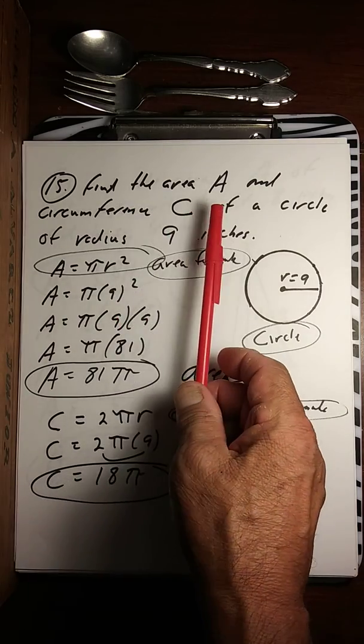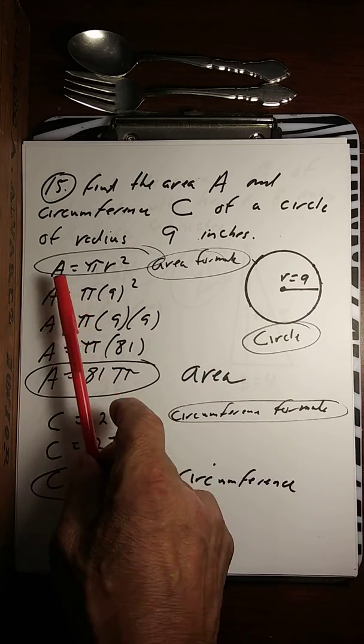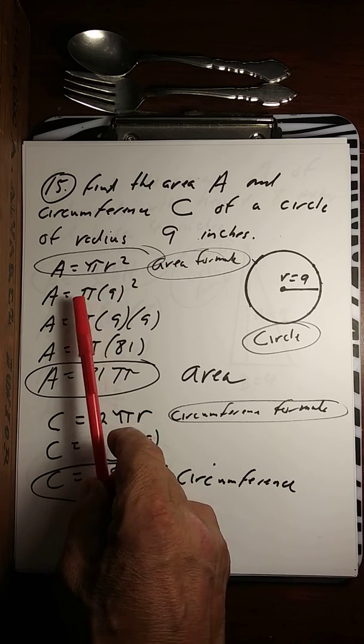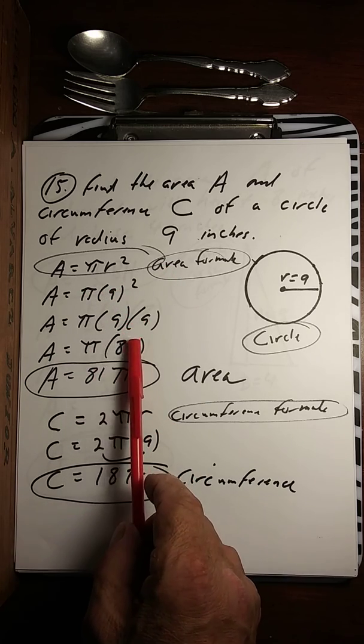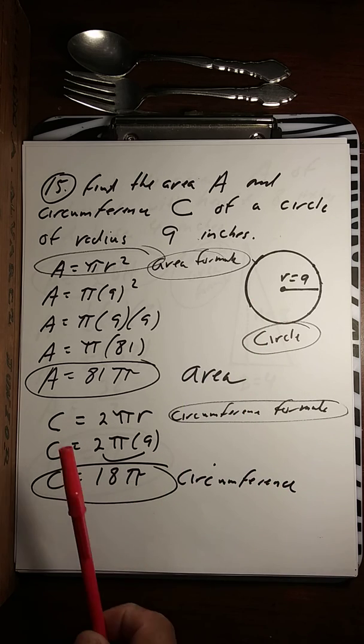Find the area A and circumference C of the circle. Here's a circle. There's a radius. A equals pi r squared, 9 meters for area. 9 times 9 is 81. 81 times pi is 81 pi. So A equals 81 pi is the area of the circle.